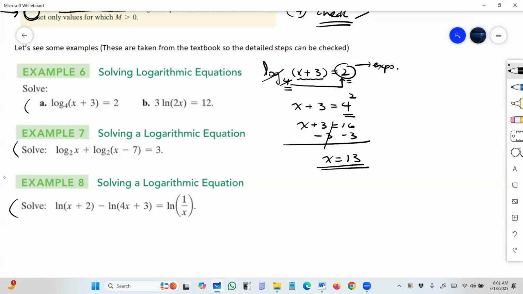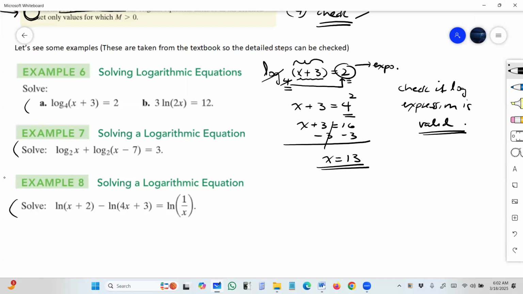This is my answer. Okay? In this particular case, I don't need to check, but I will check. All we are interested in is to check if the log expression is valid. Now, what does that mean?